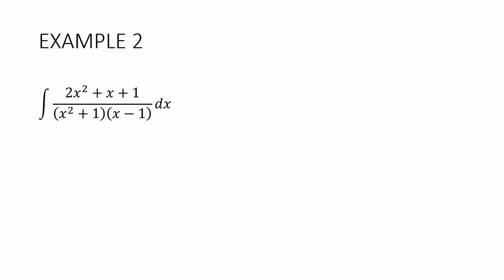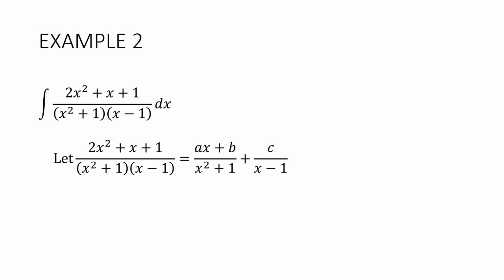So we're going to look at an example that has a quadratic factor on the denominator. So we're going to let 2x squared plus x plus 1 all over x squared plus 1 multiplied by x minus 1 equal ax plus b over x squared plus 1 plus c over x minus 1. Making common denominator here, I have just equated the numerators, so I'm working a little bit more efficiently. You can put an extra step in there if you want to. But 2x squared plus x plus 1 must be equivalent to ax plus b times x minus 1 plus c times x squared plus 1.